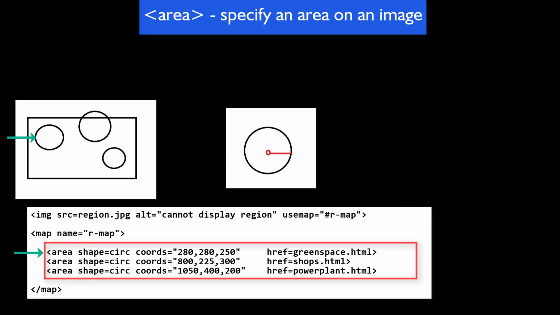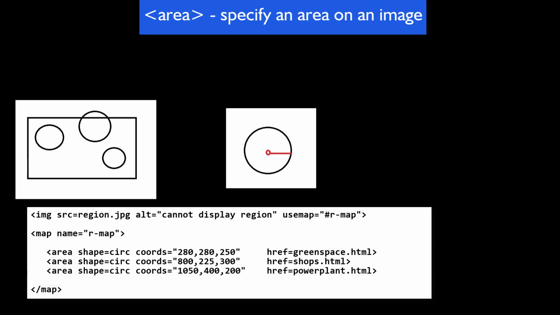Shape equals circle, coords equal 280, 280, 250. So that's the center and the radius. href equals greenspace.html. And then the second area coords are 800, 225, 300, and its href is shops.html. And the third area coords are 1050, 400, 200. href is powerplant.html. It's undefined what clicking in part of an area that's outside of the image itself does.